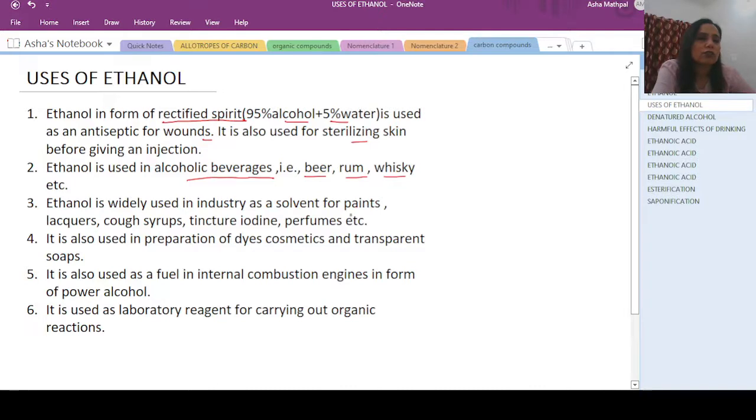Ethanol is widely used as a solvent in a lot of industries, like in paints, in cough syrups, in tincture iodine, in perfumes and all. It is present in cough syrups, and that is why after taking them we feel sleepy also. It is also used in the preparation of dyes, cosmetics, and transparent soaps. It is also used as a power fuel in internal combustion engines, in the form of power alcohol. It is also used as a laboratory reagent to carry out organic reactions.